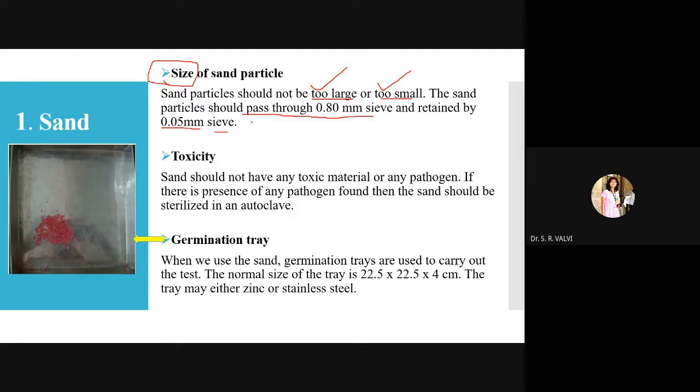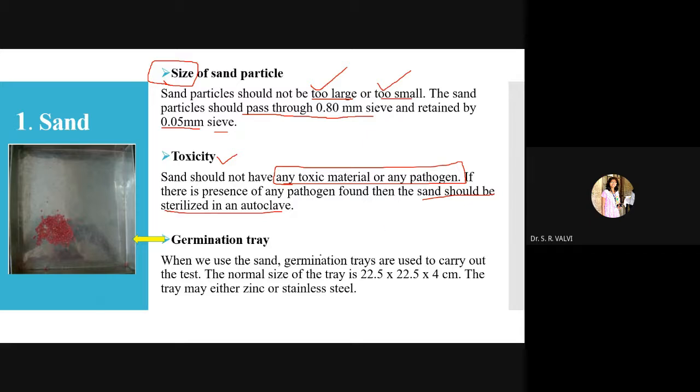Okay, so your sand particle should pass through this 0.80 mm sieve and should remain on the 0.05 mm sieve. Then toxicity. The next point is toxicity. Sand should not have any toxic material or any pathogen in it. That is the basic requirement, right? If any pathogen is found, then the sand should be sterilized in an autoclave. So your substratum should be sterilized in order to kill the pathogen if it is present in it, right?